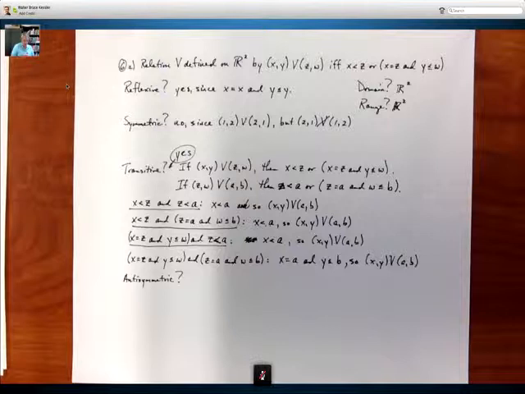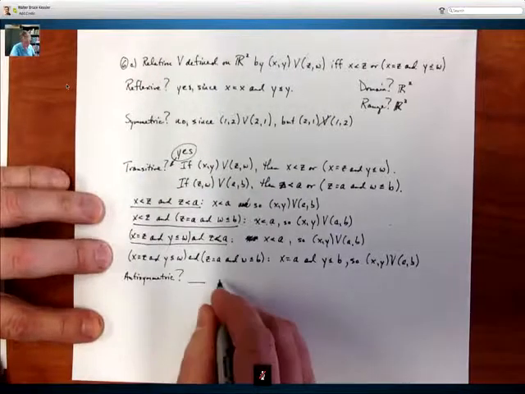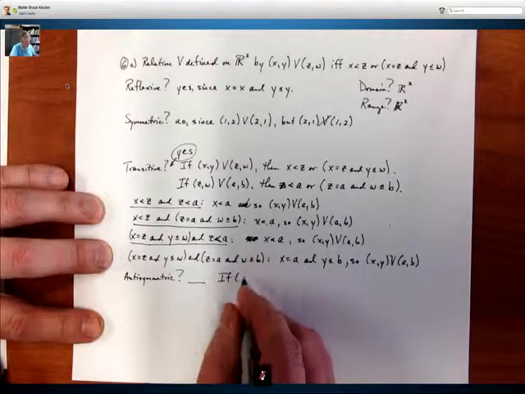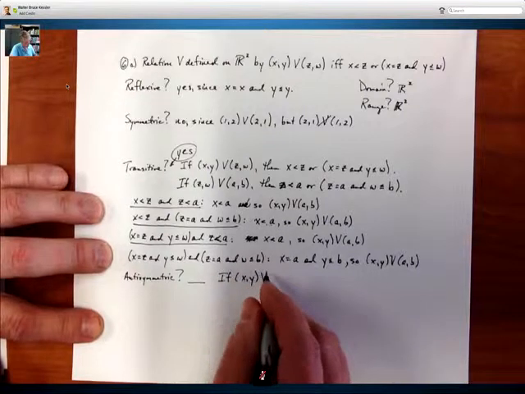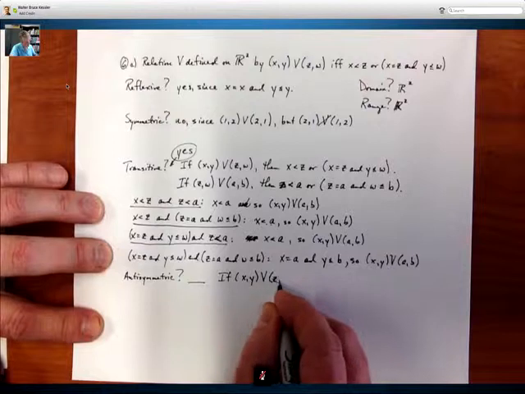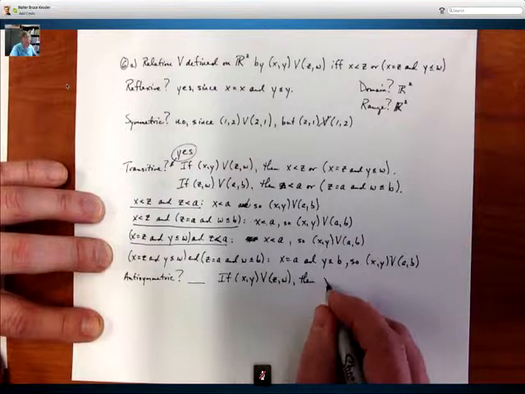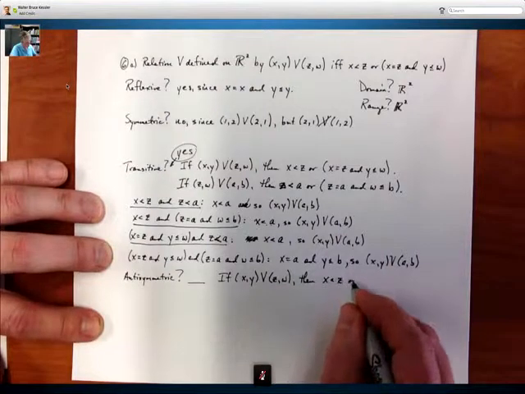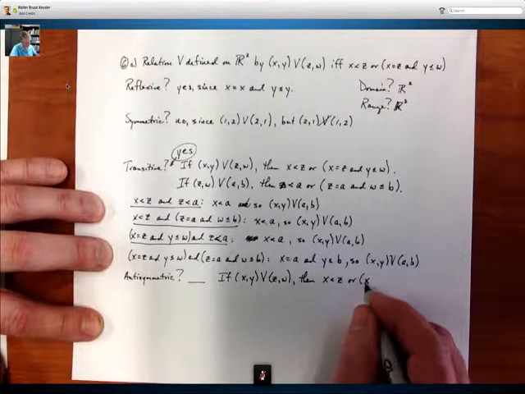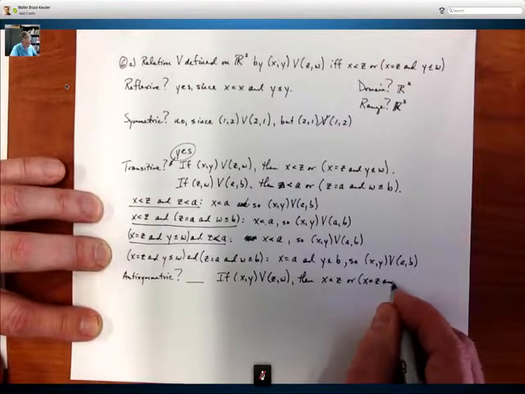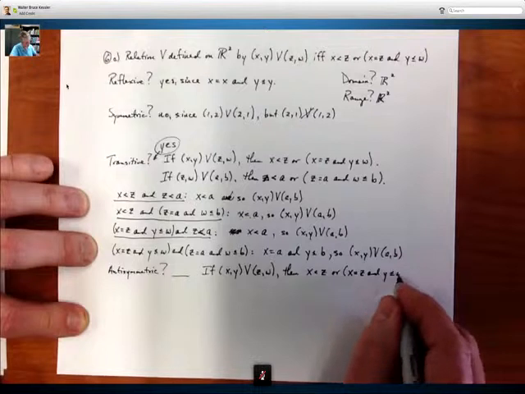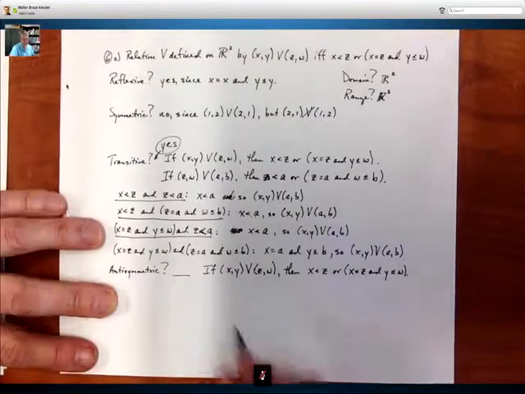And then asymmetric. Again, I think we would need to think about this just a little bit. What we ask is if two things are related in opposite ways. So I'll leave my answer here. Let's think. If xy is related to zw, then that means that x is strictly less than z, or x is equal to z, and y is less than or equal to w.